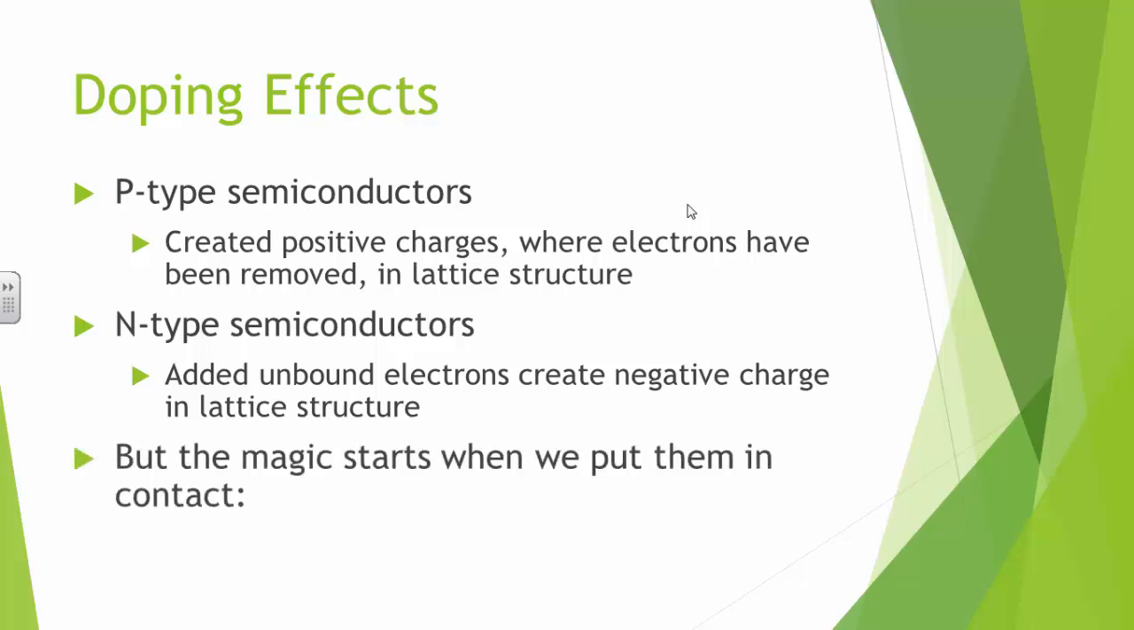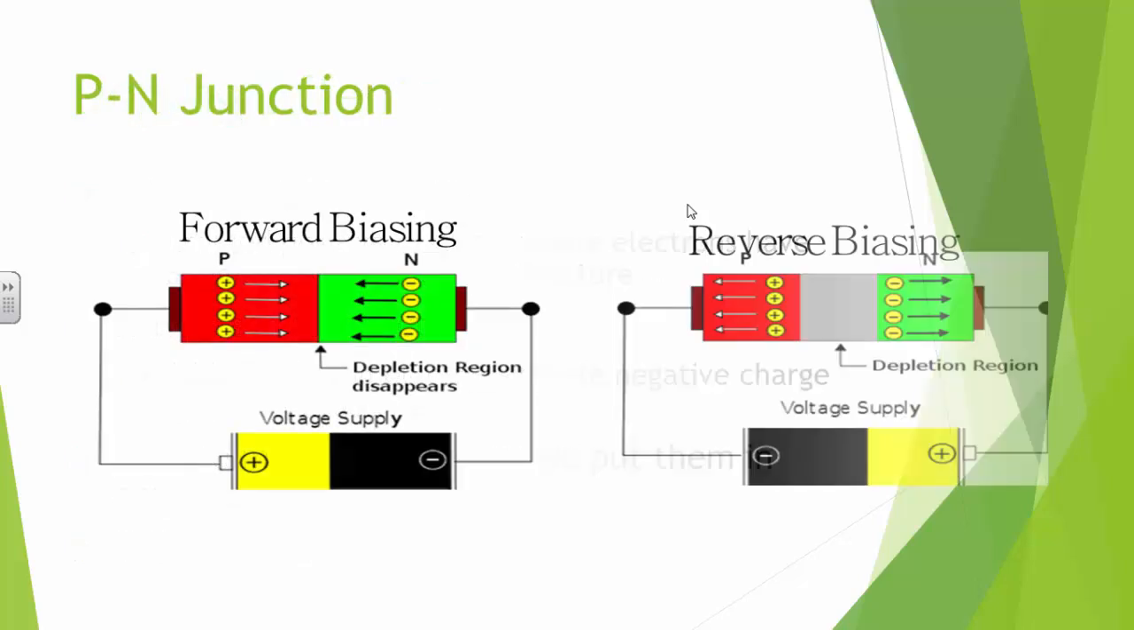Now, neither of these is particularly interesting on its own. It's just a material that doesn't conduct electricity very well. The magic starts when we put one of each of these in contact. We get a PN junction.